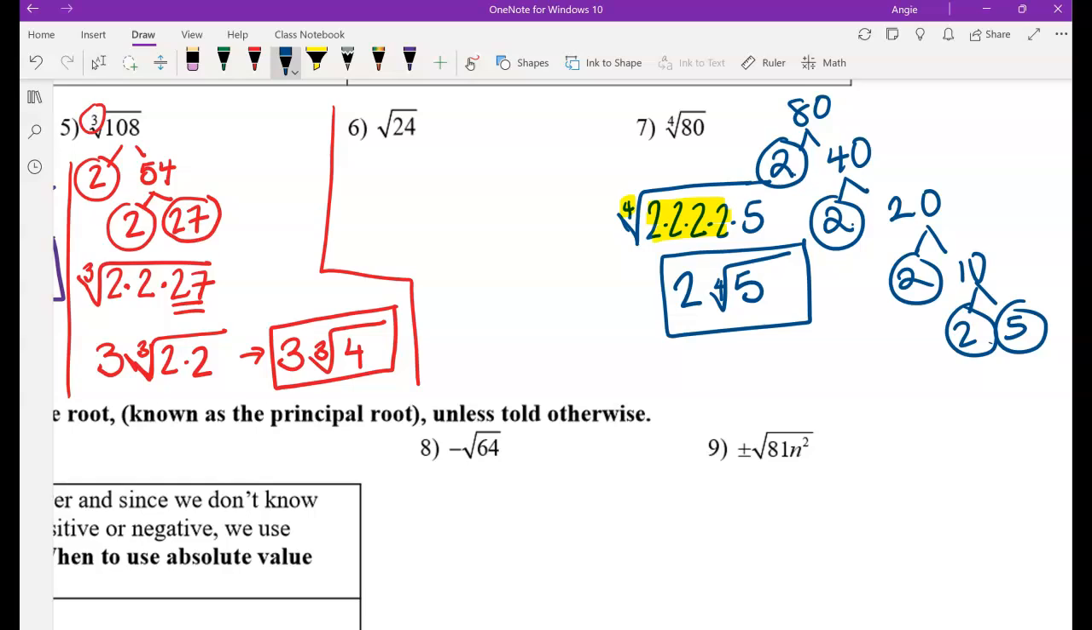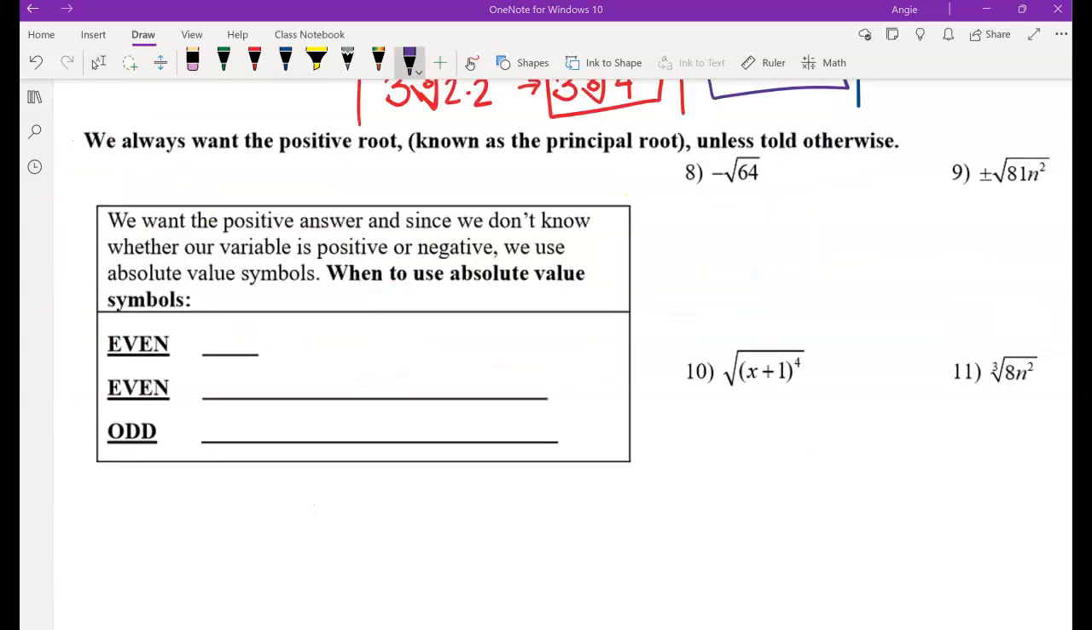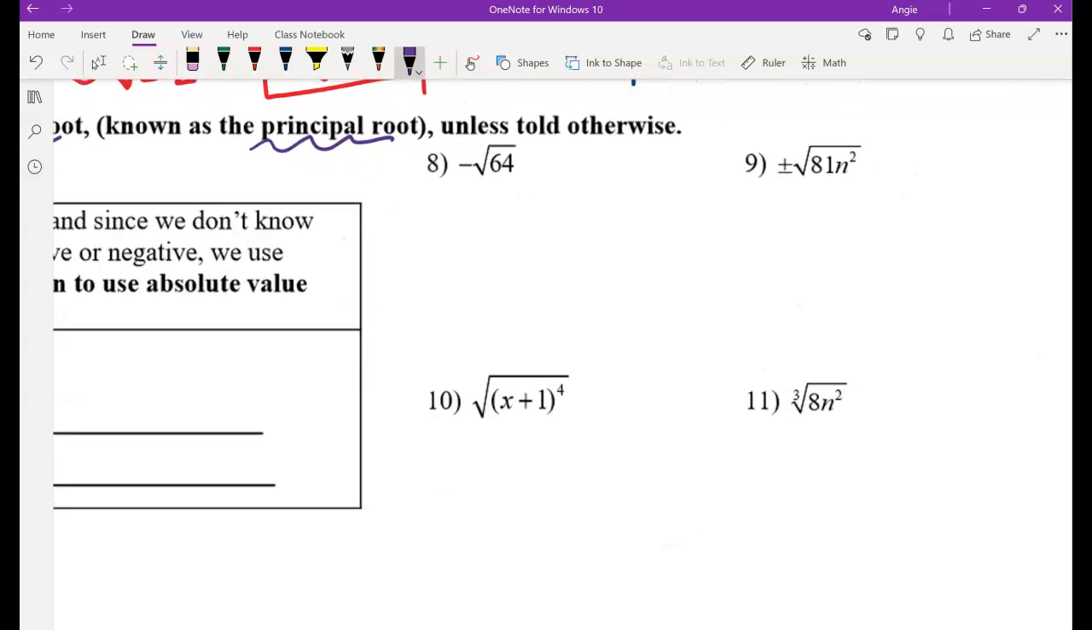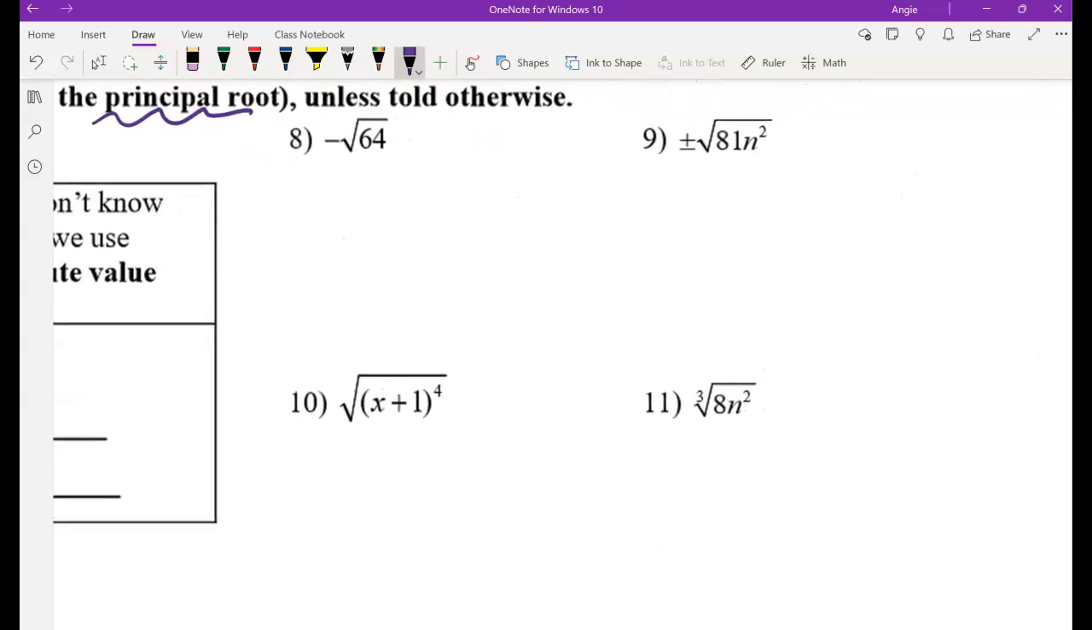Next is going to be example 6, which I would like for you to do on your own and then box up your final answer like that. So we always, students, want the positive root, known as the principal root, unless we're told otherwise. So let's check out examples 8, 9, 10, 11, okay?